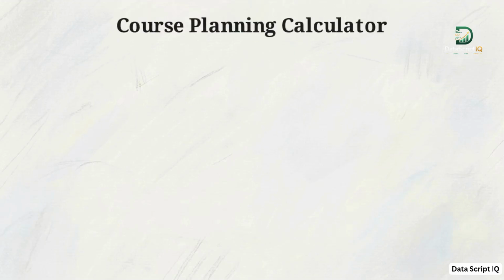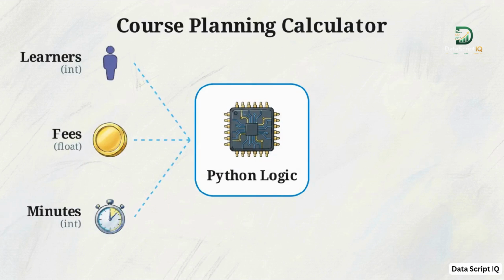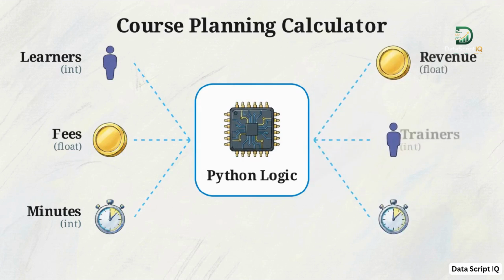We will be building a course planning calculator. This project uses Python to take raw inputs, like learner counts and fees, and convert them into specific metrics for revenue, staff requirements, and course timing.